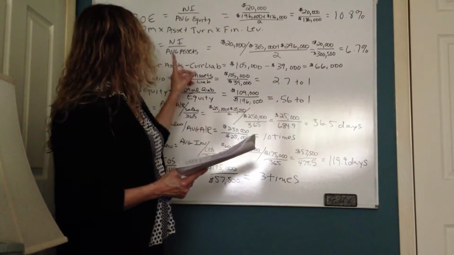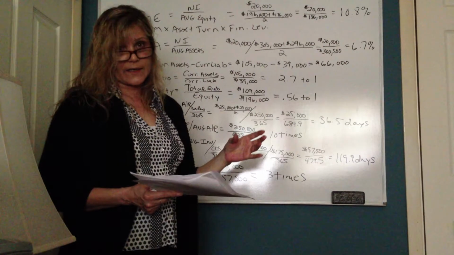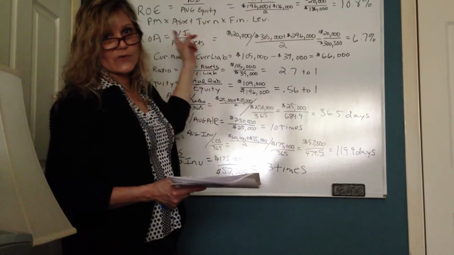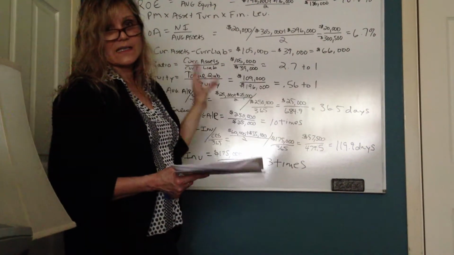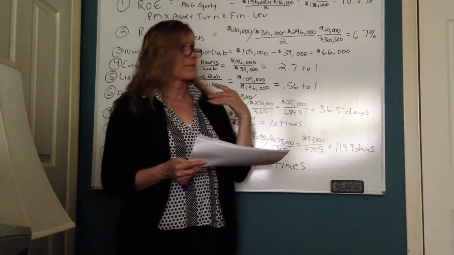The other item I want to mention is profit margin and asset turnover are inversely related. The higher your profit margin, the lower your asset turnover, and vice versa. And the reason is this: different industries basically have different profit margins and asset turnover. So let me give you an example.